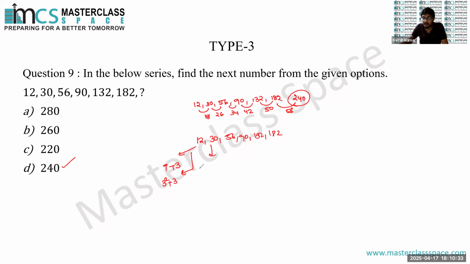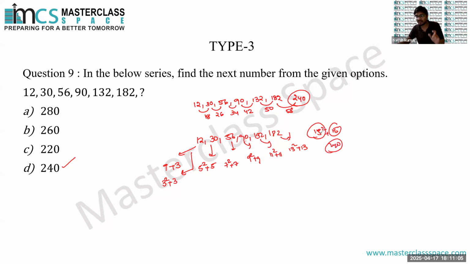Similarly, 30 can be written as 5 square plus 5. 5 square is 25, 25 plus 5 is 30. 56 can be written as 7 square plus 7. 90 can be written as 9 square plus 9. 132 can be written as 11 square plus 11. 182 can be written as 13 square plus 13. So next number will be 15 square plus 15. What is 15 square? 225 plus 15. It is 240. So through this approach also we got the same answer.